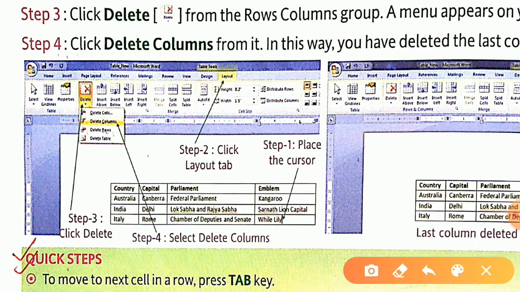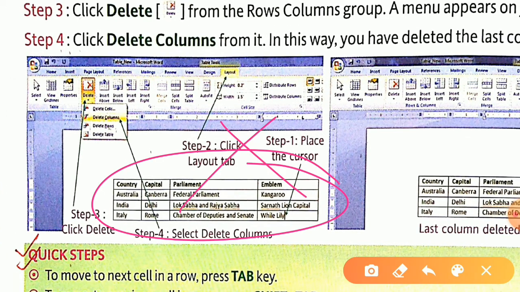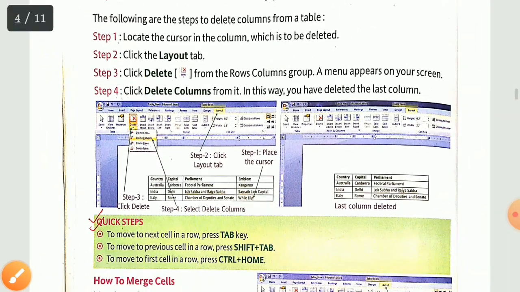Okay, if you click on delete row, then the complete row will be deleted. And if you click on delete table, then the overall table will get flushed off. So this is about all the four parts of how you are going to delete rows, columns, tables as well as cells. Okay, I think the topic is clear.